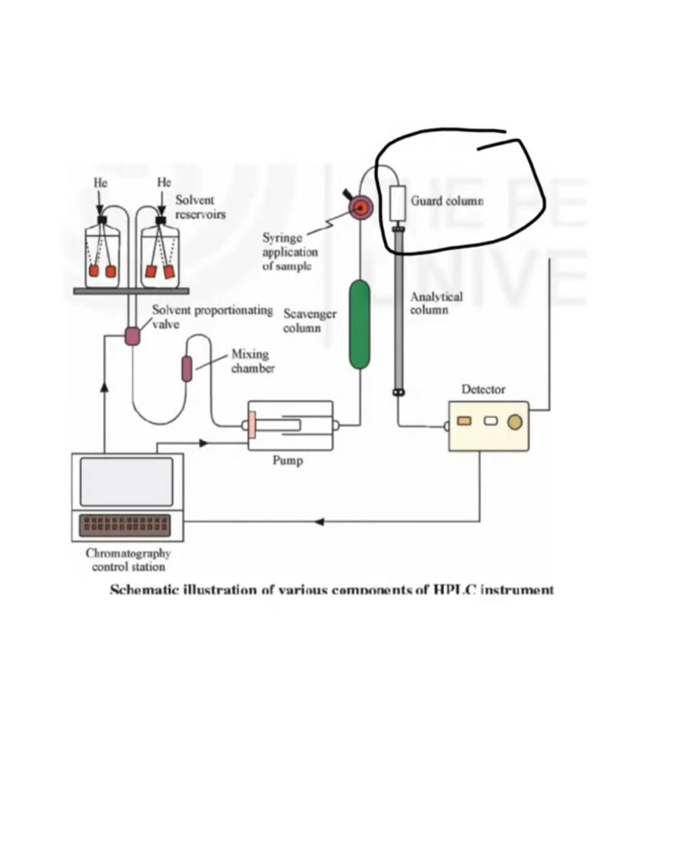Here, a guard column is a short column. It can also be called a pre-column, and a guard column serves to saturate the mobile phase with the stationary phase, so that loss of stationary phase in the column is minimized. The stationary phase is nothing but the adsorbent used in the column, so it should not be eluted by different solvents.